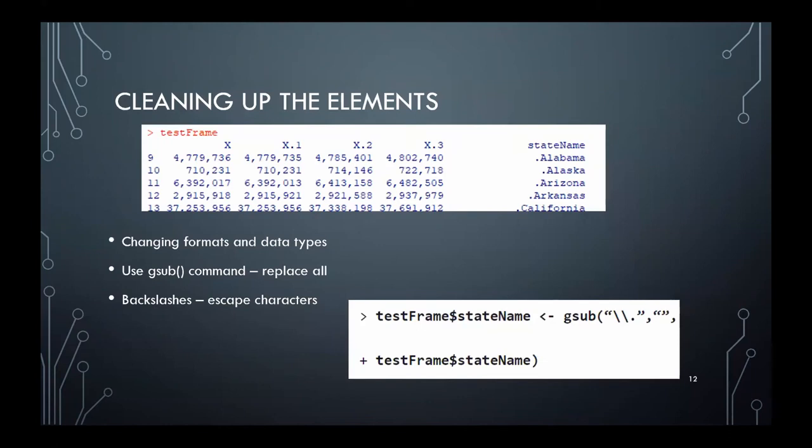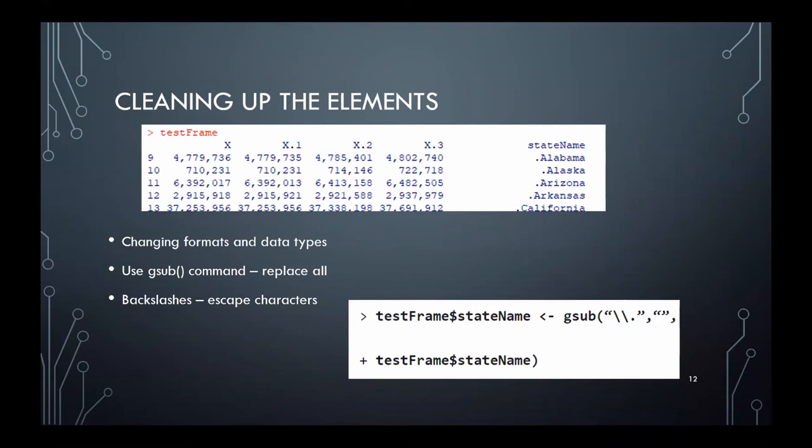Now remember, the last issue that we had was that all of that data was brought in as a factor or a string instead of numbers for some of these columns. So we need to change the format of the column data type. There's a command called gsub, which stands for global substitute. It's going to look for a pattern and it's going to return a new value.